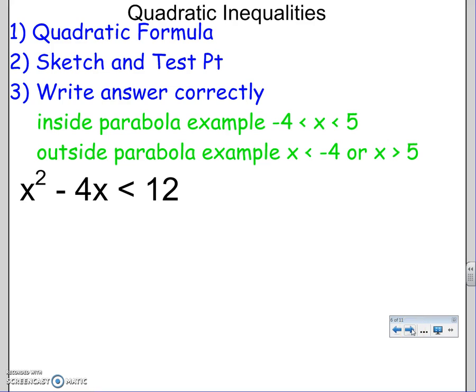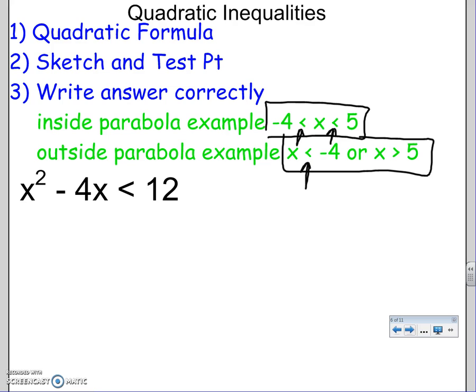Alright, quadratic inequalities. Remember your new quadratic formula. Sketch it, do a test point, and write the answer correctly. If it's inside the parabola, you must write it this way. Basically, the sign's less than, right? Don't ever flip those. Now, if it's outside the parabola, you have to write it this way: less than the first number or greater than the second number. Now, the only change you can do is put the equal sign underneath if it's solid. Otherwise, it's always less than or greater than.